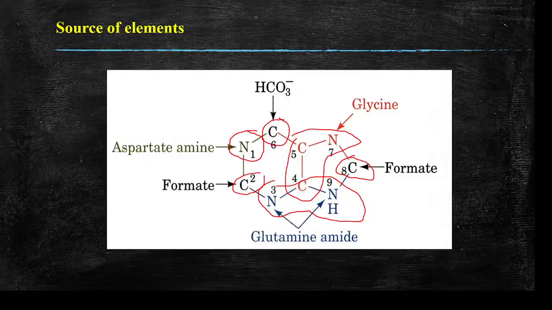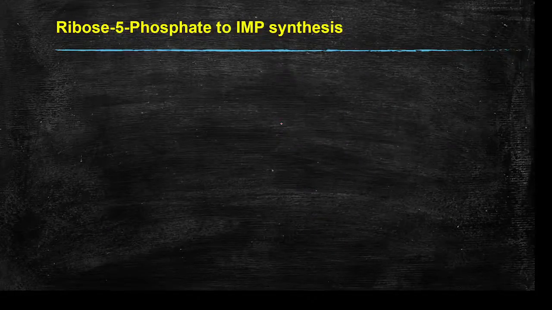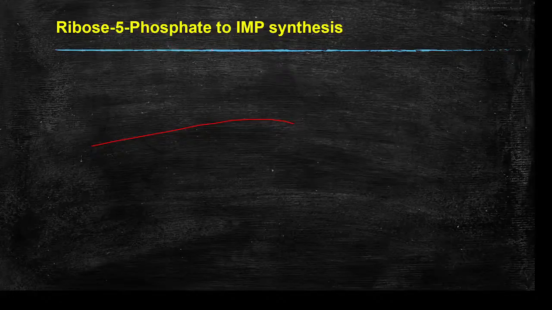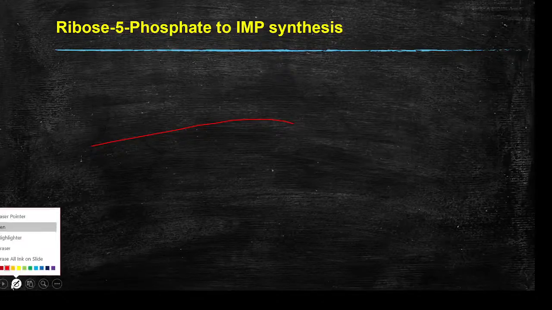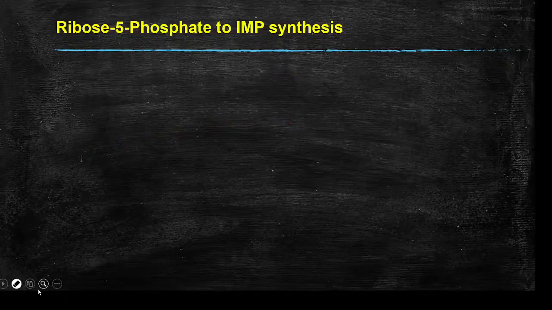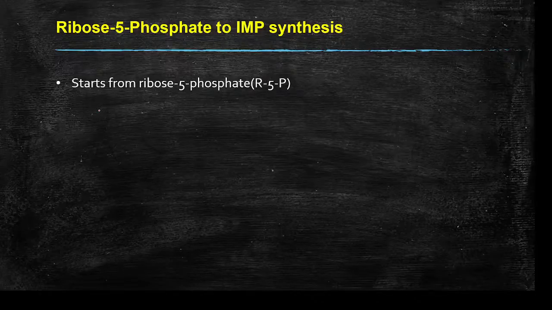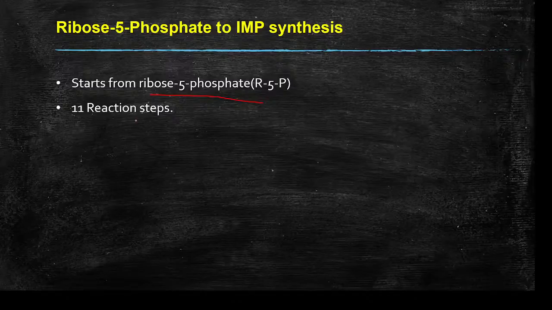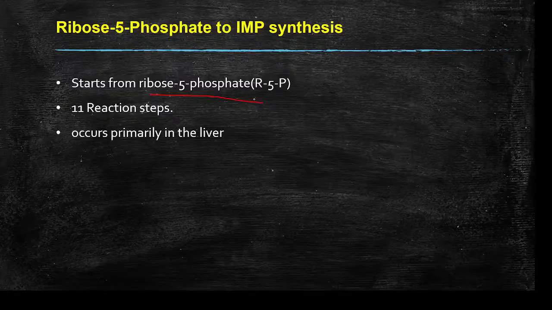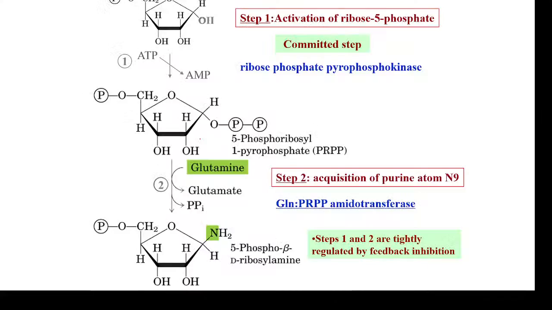Now we will look into the de novo synthesis, that is the first step of de novo synthesis, conversion of ribose 5-phosphate to inosine monophosphate. Let me clear this. So this first step starts from ribose 5-phosphate, which is used as a base. There are 11 reaction steps to form the purine nucleus on ribose 5-phosphate. This occurs mainly in the liver. So this is the first step.